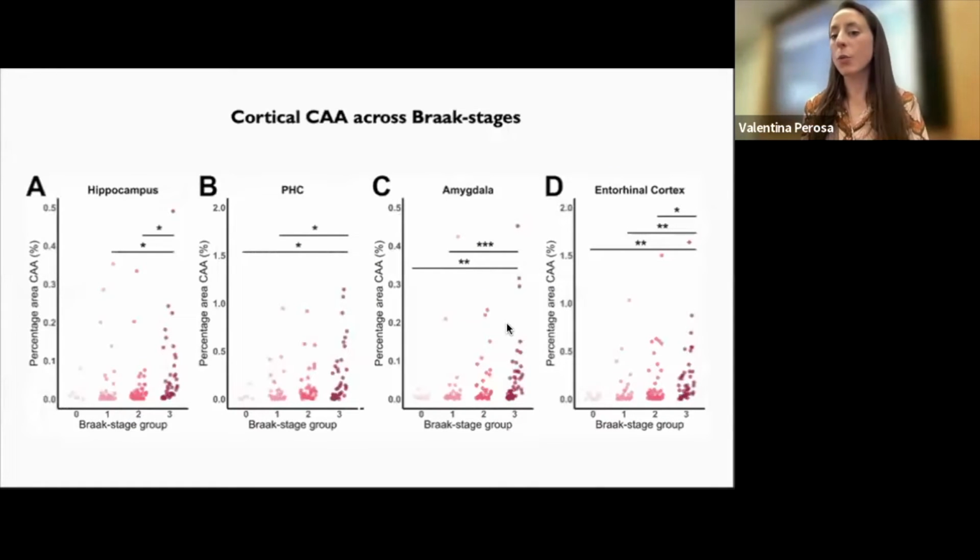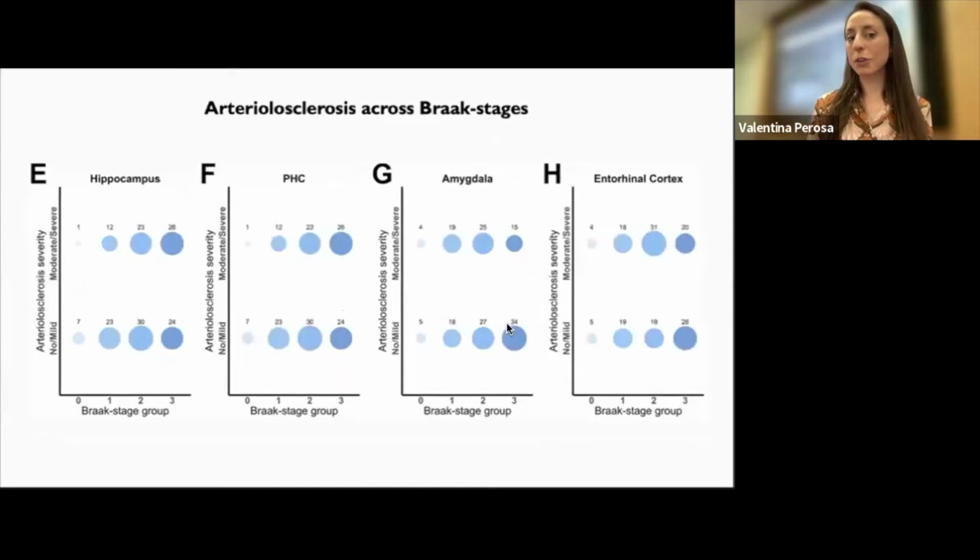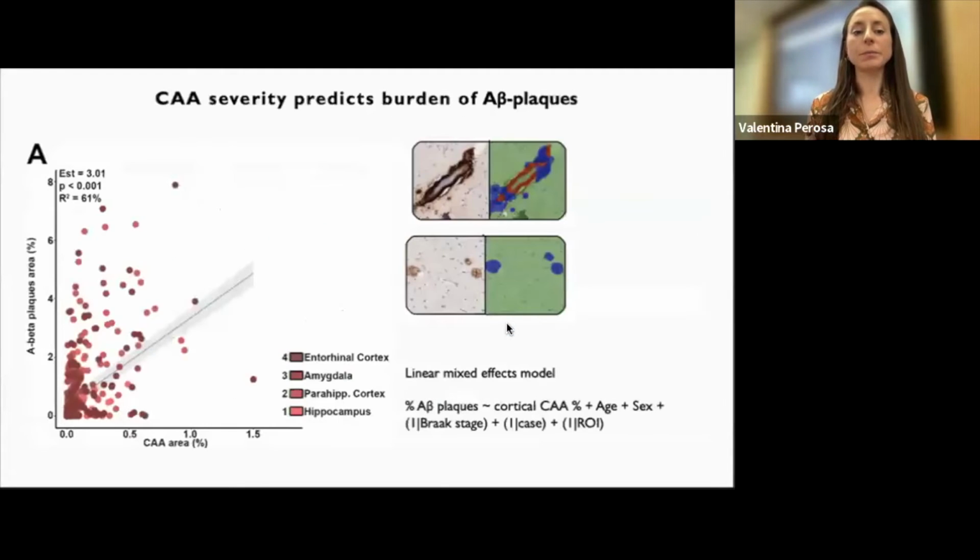But then, as I was mentioning, one of the goals was to show what the burden of small vessel disease across AD pathology was. And we could see that CAA was mostly more severe in more advanced Braak stages. On the other hand, this was not true for arteriolosclerosis, which kind of remained the same, or at least it was not significantly more severe in more advanced Braak stages.